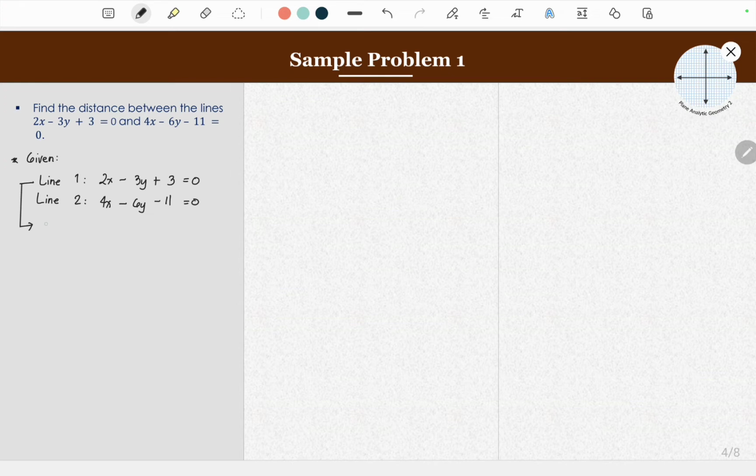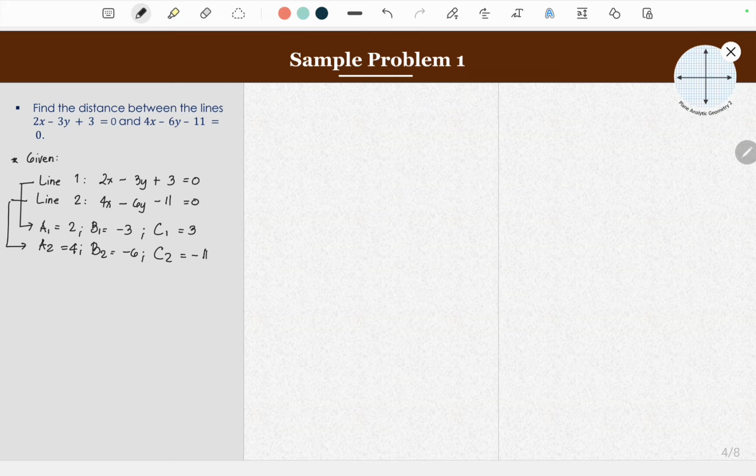So for line 1, a sub 1 is 2, b sub 1 is negative 3, and c sub 1 is 3. For line 2, a sub 2 is 4, b sub 2 is negative 6, and c sub 2 is negative 11.